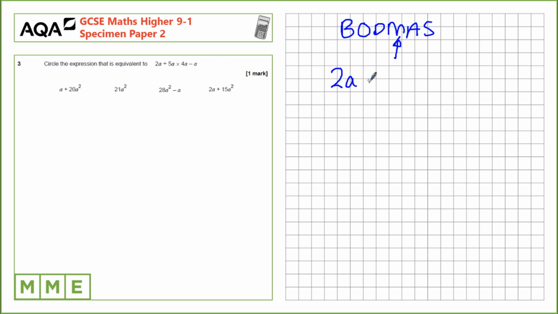We have 2a plus 5a multiplied by 4a, that's 20a squared, minus a. Now let's just collect up these two terms. 2a, take away a, that's just a, plus 20a squared. Our answer.